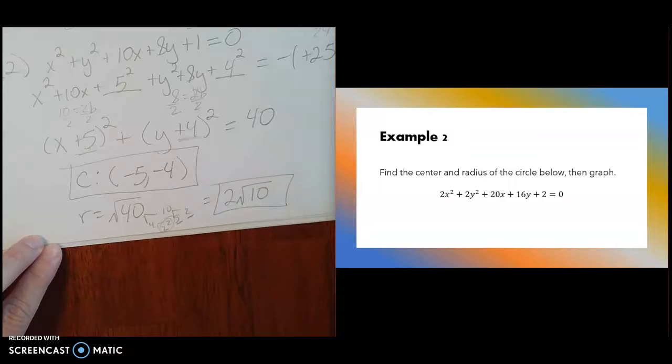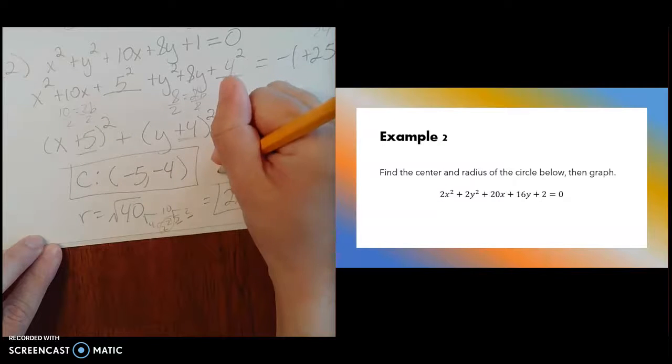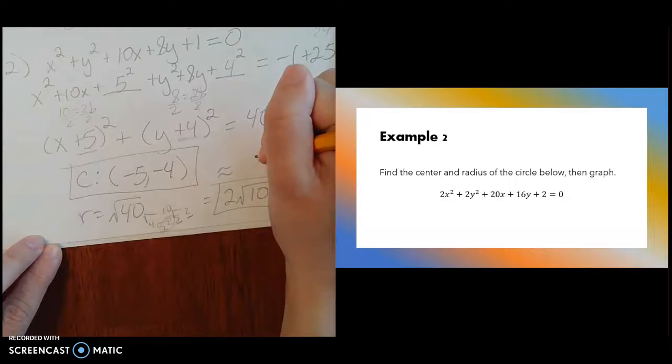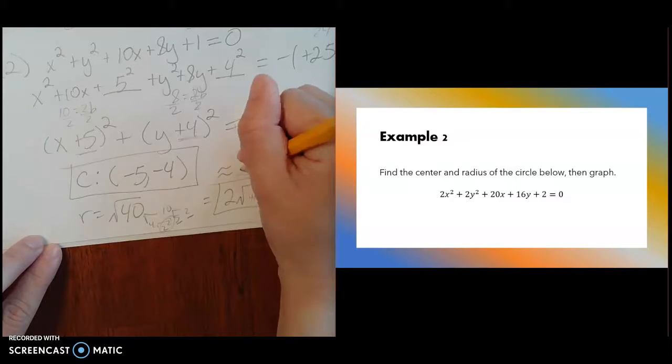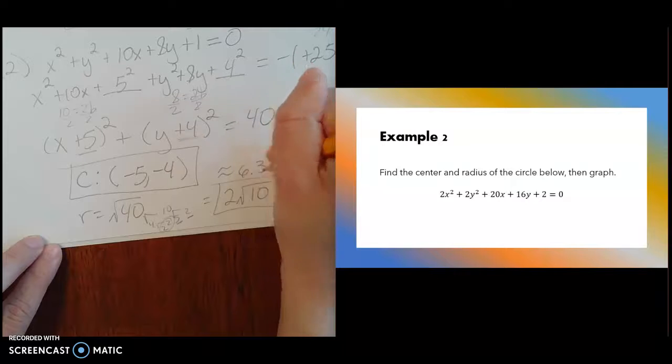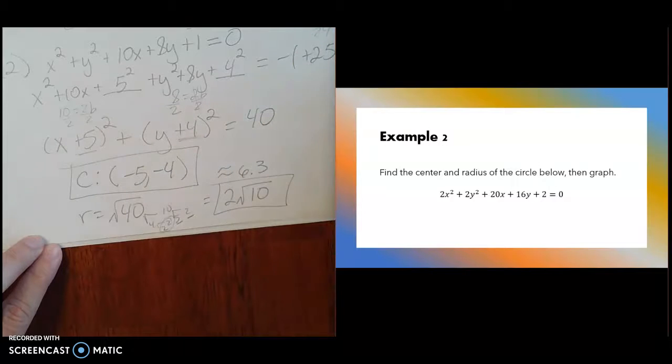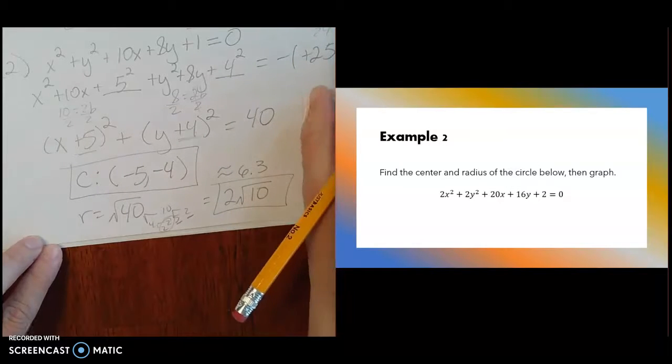If you were graphing this, though, graphing the square root of 40 is not the easiest thing to do, is it? So you might want a decimal approximation for if you were graphing it, okay? If you take the square root of 40 in your calculator, you get about 6.3, okay? If you need to graph this, I forgot that it said then graph.